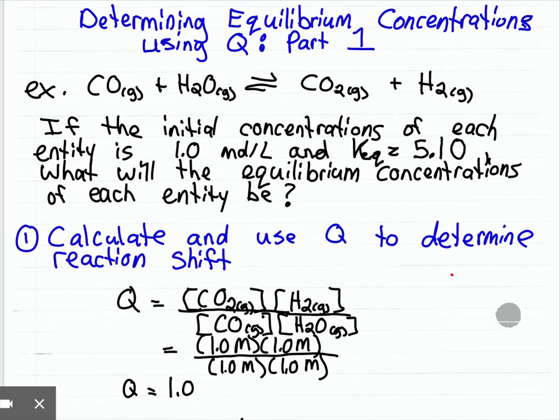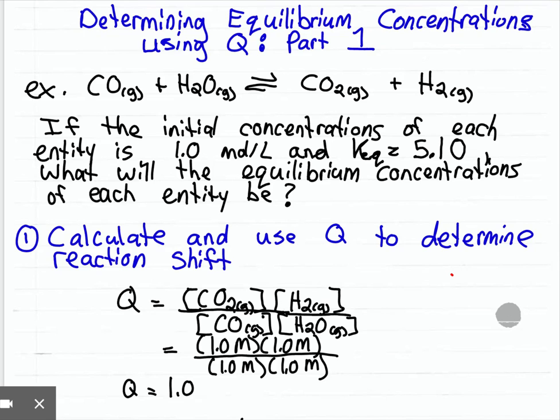Now, for good communication, you're going to write out exactly what you see here, knowing that we calculate Q exactly the same way we calculate K equilibrium. The only difference is Q is not using concentrations at equilibrium. Q is using the concentrations that we currently have. So we write out our formula, concentration of products over concentration of reactants. We sub in the values. They are all subbed in at 1.0 mole per liter. If we do this math, we see that Q equals 1.0.